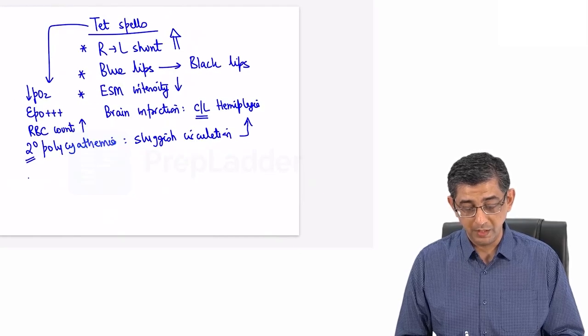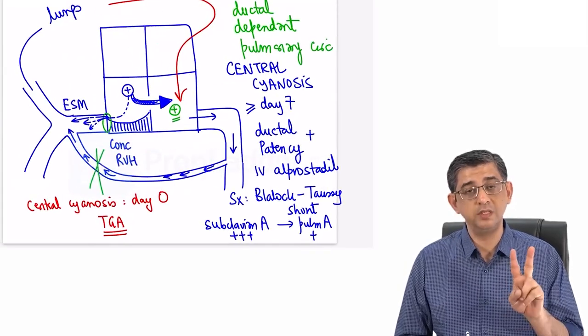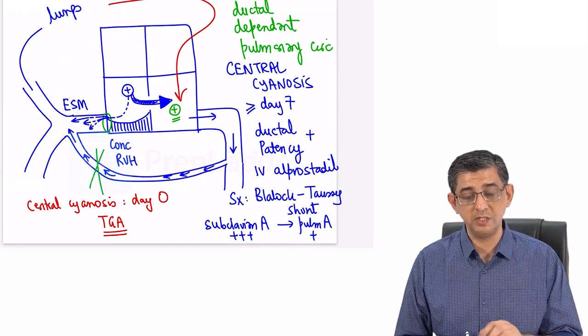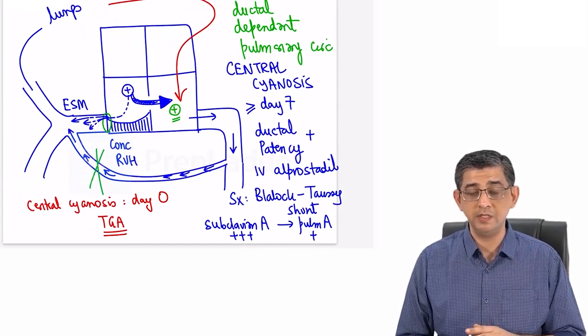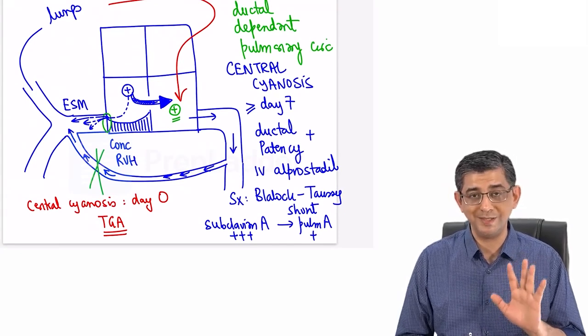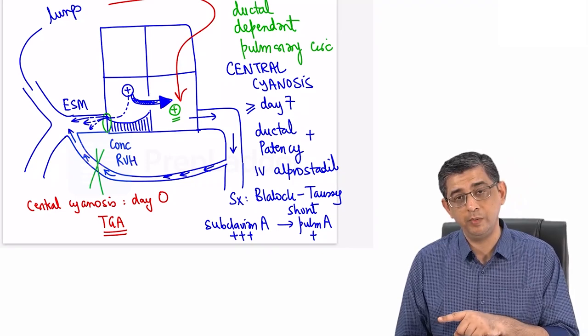Look at this diagram. In tetralogy of Fallot, there were two exits for blood to go through, one via the ductus, one via the subpulmonary stenosis. In tricuspid atresia, there is only one way for the blood to reach the lungs. That's the reason why the child will become symptomatic earlier.